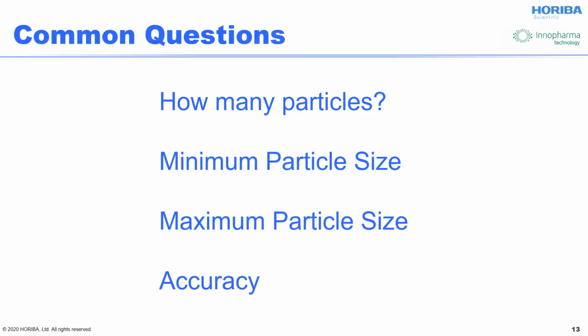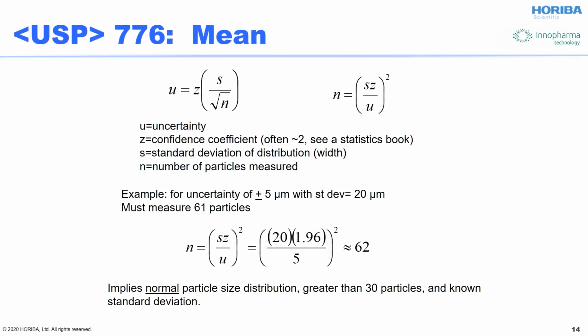Now I'd like to answer a few questions that we get pretty often. One, how many particles do you need to measure? And then minimum and maximum particle sizes that can be measured, and the accuracy of the technique. With image analysis, you're taking pictures of individual particles, and then you're analyzing them one by one. You don't get that many in each individual picture, which means you tend to look at fewer particles than an ensemble technique like laser diffraction.